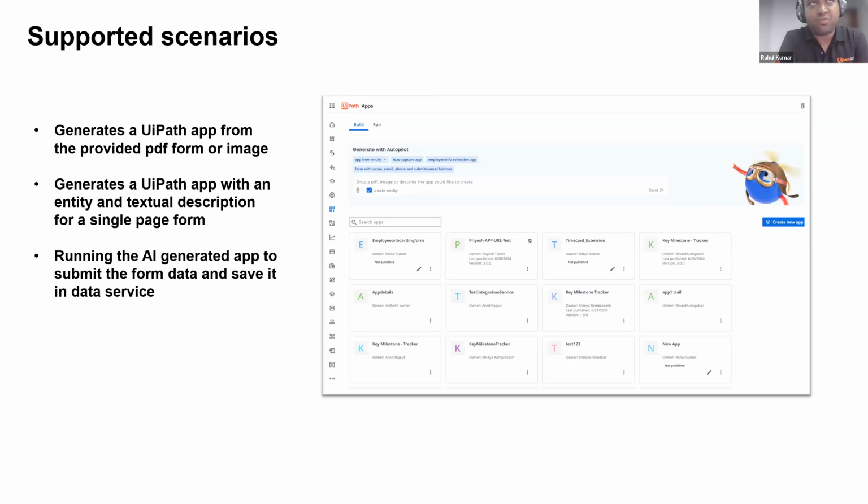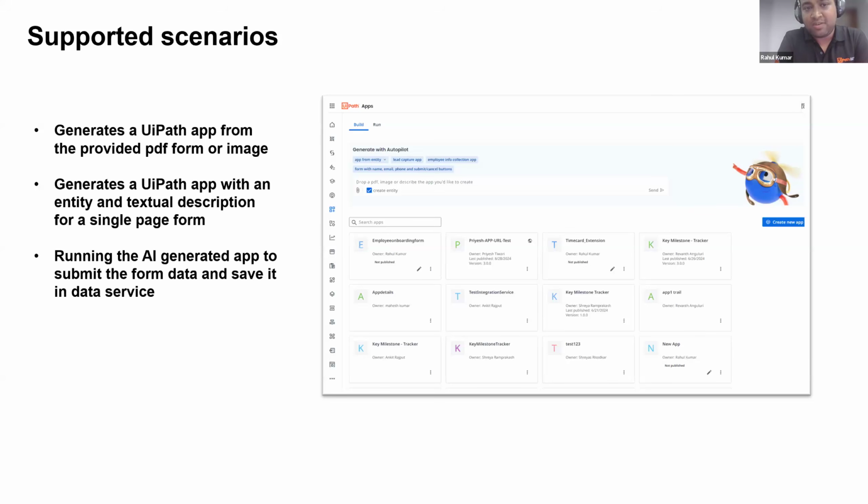You can simply come to the UiPath apps and then just upload that form, and it will generate that form in terms of a digital form, and you can use it for taking input data from your customer or any business type, anything.